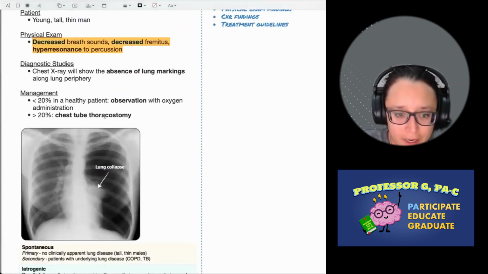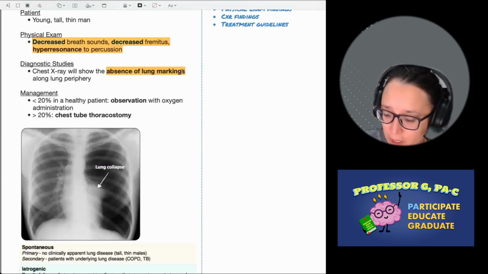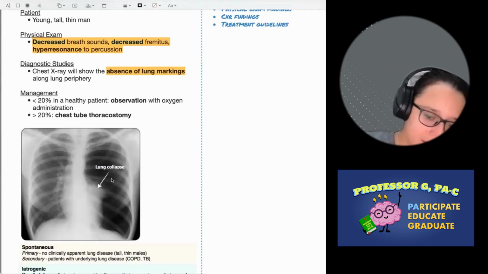So on chest x-ray, we'll see an absence of lung markings, and this can be very minimal or it can be really obvious. Like right here, there is no lung here. This is all black. All that is dead air, no lung. The lung is basically recoiled down to nothing.